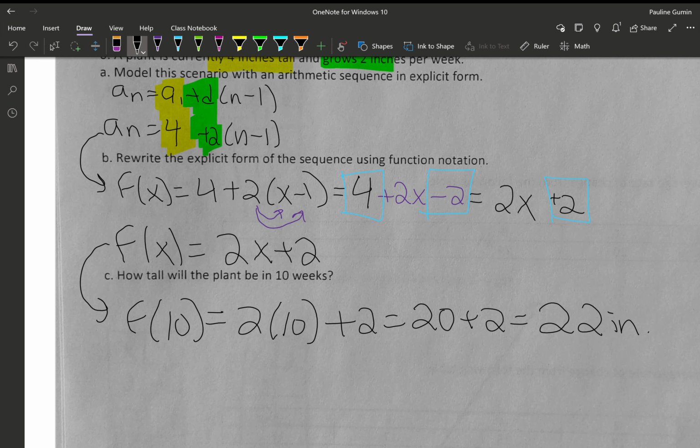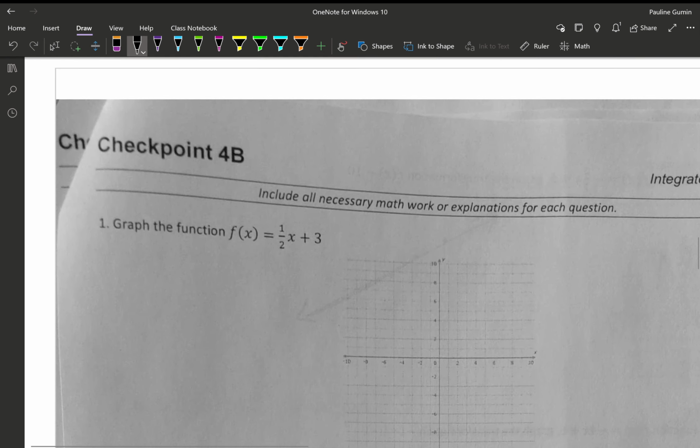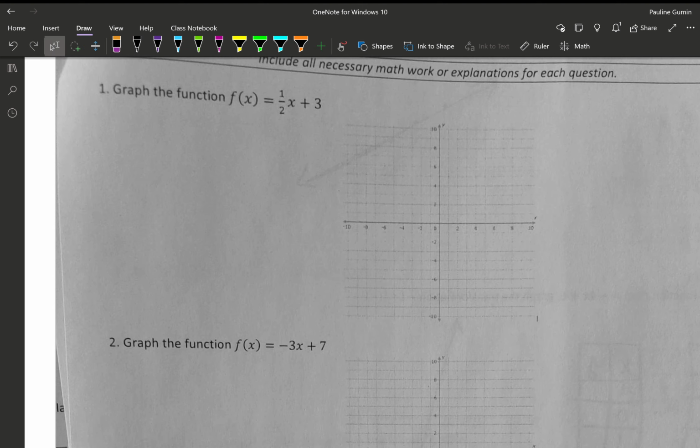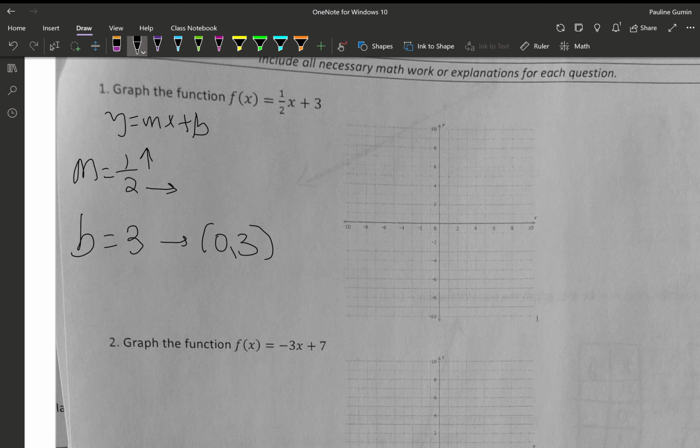The next part that we learned has to do with graphing. So let's do that. All right. First things first, let's graph f of x equals 1/2 x plus 3. Now, remember, we have y equals mx plus b. M is our slope, b is our y-intercept. So in this case, our slope is 1/2, which means we go up 1 to the right 2. Our y-intercept is 3, which means we start at 0, 3.